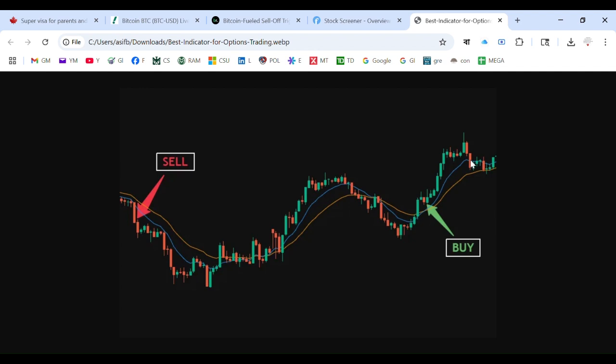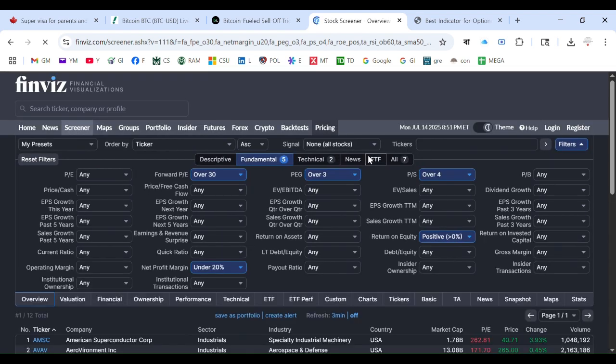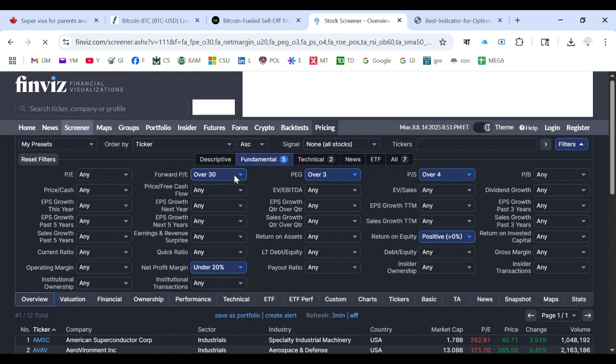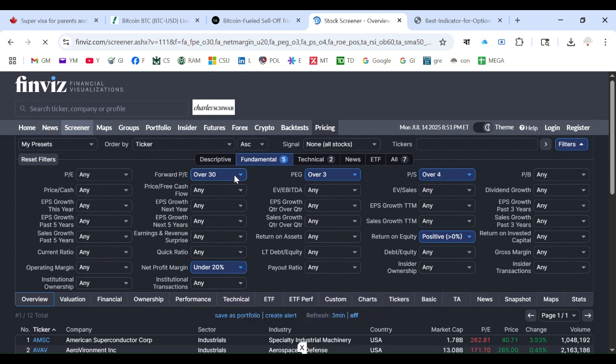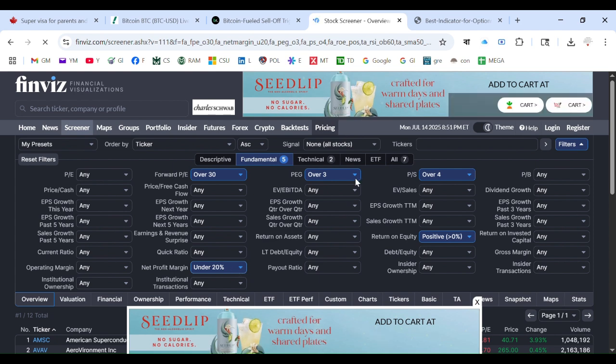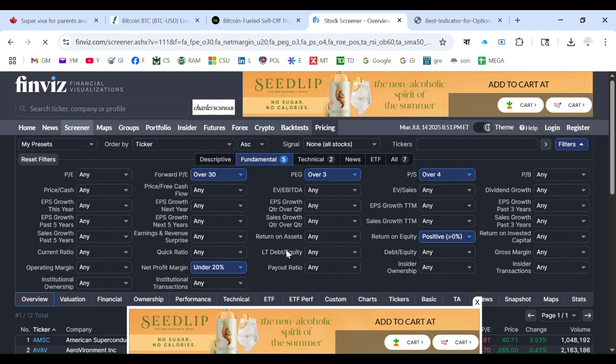Okay, so this is the chart strategy, and you should also take the help of a stock screener. For example, if you want to take a position in put options, you should select some fundamental criteria. For example, forward P/E should be over 30 for finding suitable put options. Profit margin should be under 20%. PEG ratio should be over 3. So if these are the situations, the stock is a bad stock to invest in. That means the stock is worthy of selling.